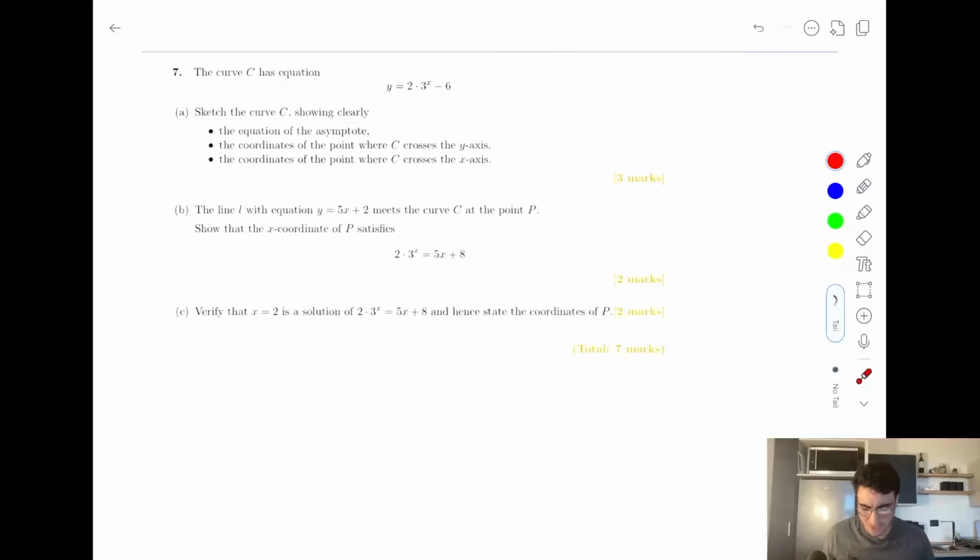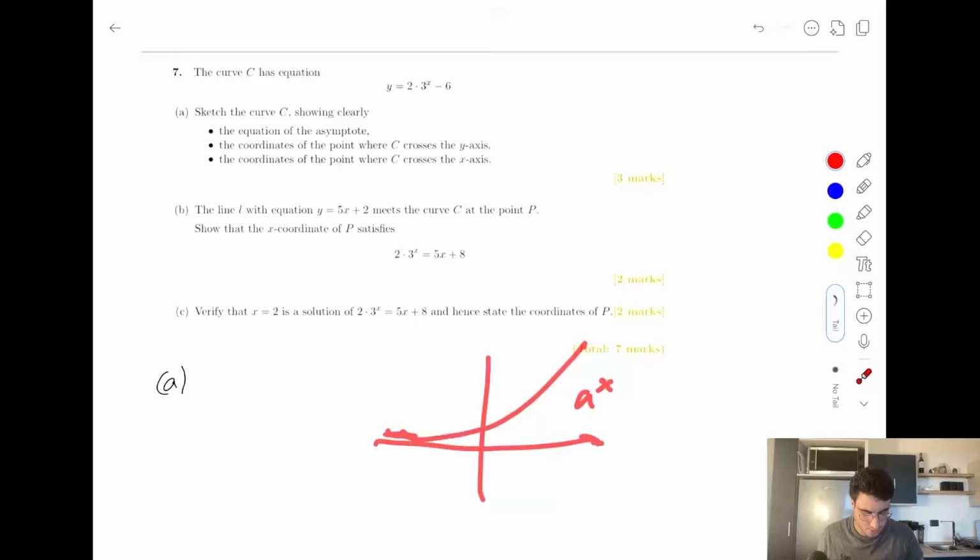Alright guys, so for number 7 here, we have a curve with an equation of y is equal to 2 times 3 to the x minus 6. We are then told to sketch the curve. All this is demonstrating is that you know how to sketch, which is one of the key specifications. All you need to remember is our key points from before, where for the asymptotes, at least for a to the x, if you have something like this, our asymptote is the x-axis.